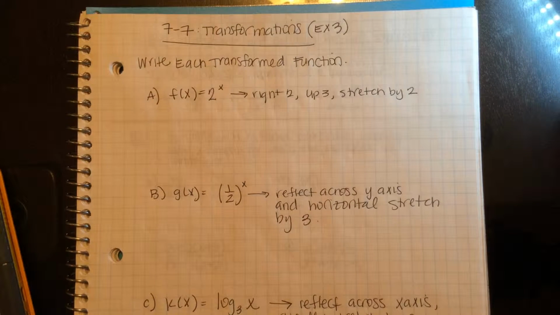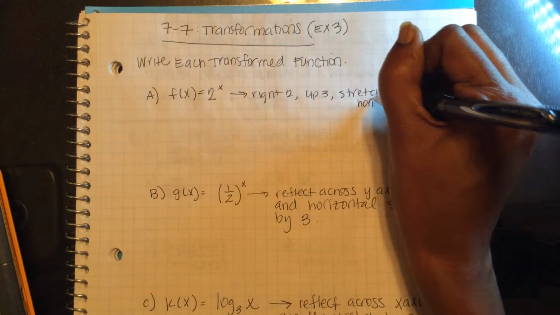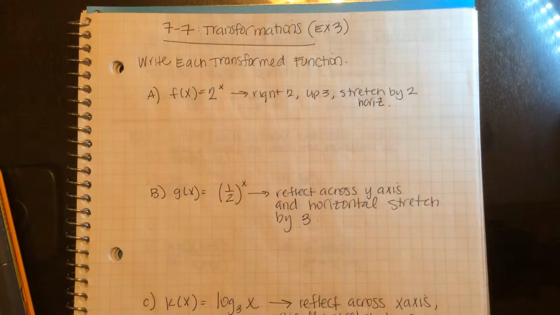Okay, welcome to our video note 7-7, example 3. We want to write now a transformed function. So given f of x equals 2 to the x, we want to write a function that's going to shift it right 2, up 3, and stretch horizontally by 2, because we have to know if we're stretching horizontally or vertically.